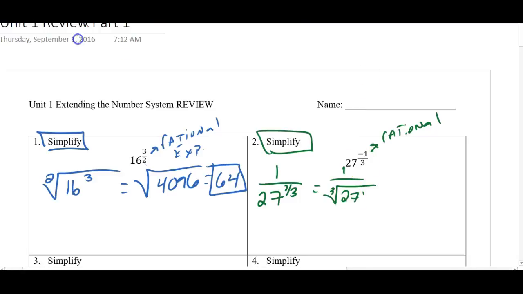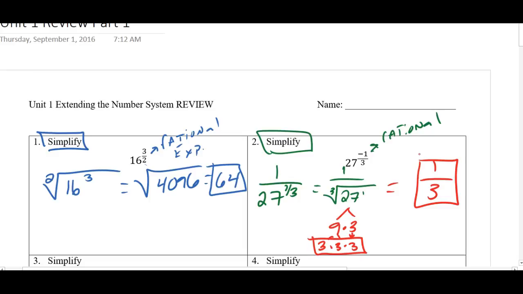So what I would like to do now is break this down. 27 is not that big of a number, and we know that 9 times 3 are factors of 27, and then we could break down 9 to be 3 times 3, and then this 3 also has to come down. Now, because we're doing a cube root, I'm looking for groups of 3 of numbers that are all the same, and I have one here. It's just 3. There's nothing remaining, so I'm just left with 1 over 3. And this is as simple as it goes. There's nothing else I can change. So this is our first 2 problems on our review.